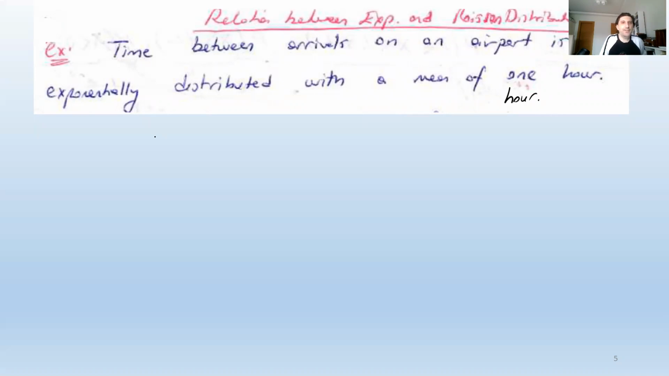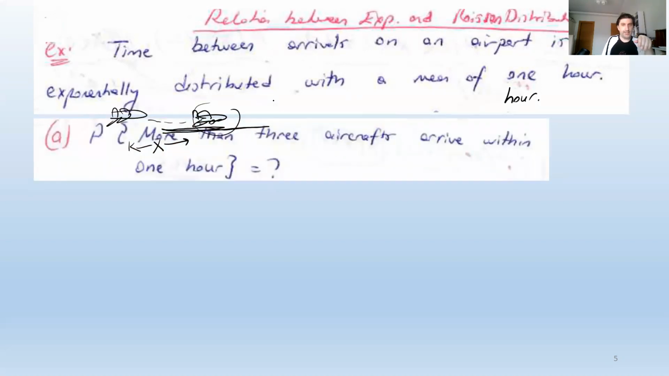So time between arrivals means we have our airport, and we have a plane here and another one here, and this one lands. The time between the arrival of two planes, let's call it t or x, is Poisson distributed. I'm sorry, exponentially distributed. Let's see what the question asks and then continue. What's the probability that more than 3 aircraft arrive within 1 hour?